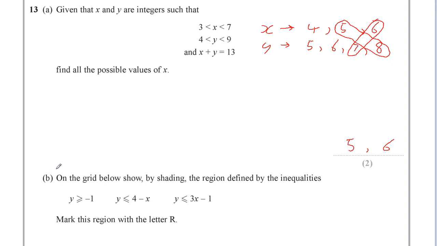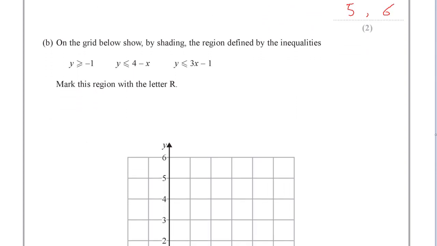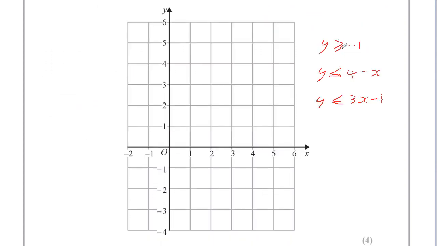Part B. On the grid below, show, by shading, the region defined by the inequalities. So we've got y is greater or equal to minus 1, y is less than or equal to 4 minus x, and y is less than or equal to 3x minus 1. Mark this region with the letter R. Okay, well we've got a grid for that, so let's have a look. Okay, y is greater or equal to minus 1. Where's minus 1? There's our y, minus 1, so we have to draw a line along here.